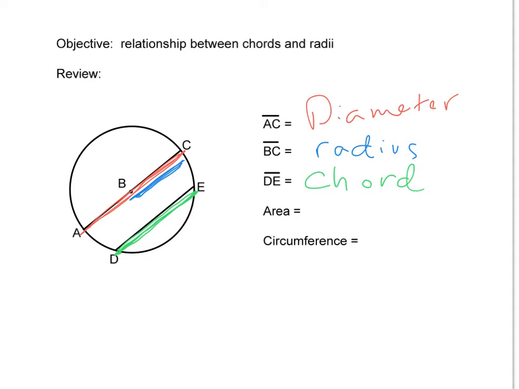Okay, the formula for area of a circle is pi r squared, and you know that. The formula for the circumference of a circle is 2 times pi times the radius, 2 pi r, or of course, because the diameter is 2r, pi d.